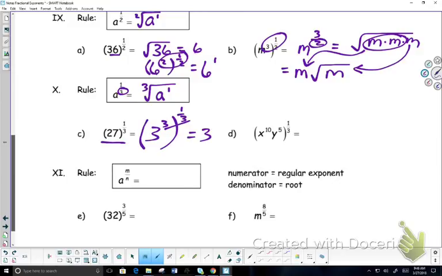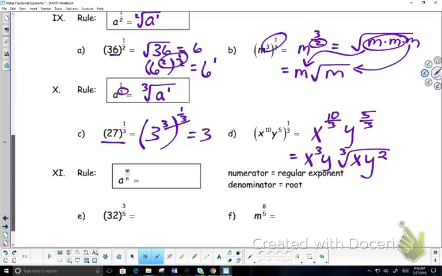The next one, once again, power to a power, 10 times 1/3, that would be x to the 10/3 and y to the 5/3. So now to simplify this, I'm going to have a cube root. 3 goes into 10 3 times, so I got x cubed on the outside with a remainder of 1, so 1 will stay on the inside. And then 3 goes into 5 1 time, so I have 1y on the outside with a remainder of 2, so the remainder will stay on the inside.